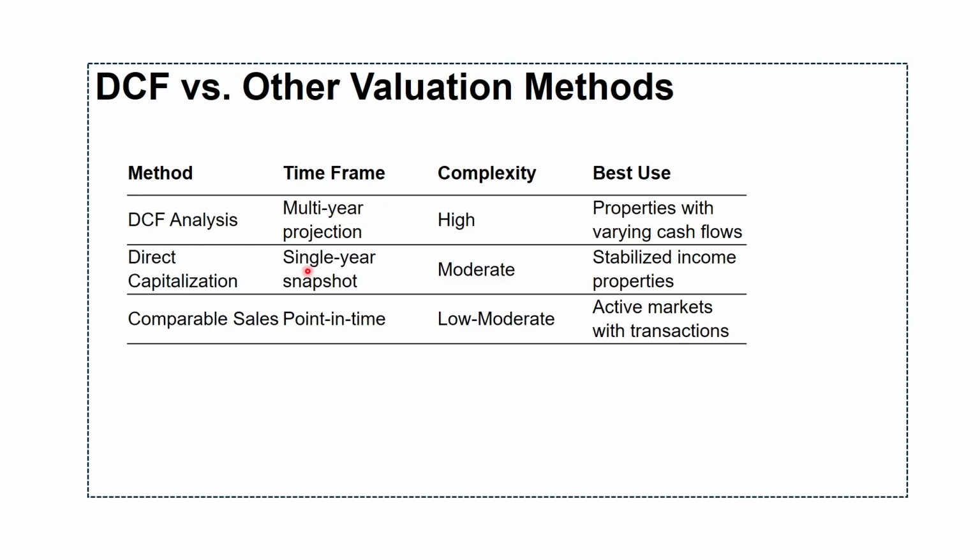Direct capitalization values property by dividing one year's income by the capitalization rate. It provides a single year snapshot with implicit assumptions about growth and has moderate complexity. It is best used for stabilized properties in a mature market. The comparable sales approach values a property based on recent sales of similar properties. It provides a point in time valuation and has low to moderate complexity. It is best used for properties in an active market with many comparable transactions.